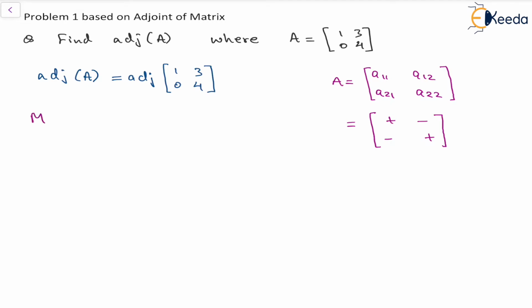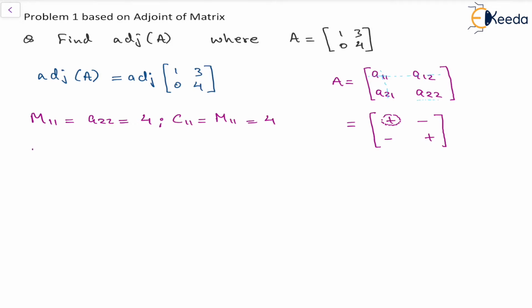So let's say the first minor M11. This can be found by eliminating the first row and the first column. So we'll be left with only one element, and that is A22. So this M11 will become A22, and this is 4. Now here itself we can find the cofactor C11, and since this position is even position, we can directly write this will be equal to M11, which is 4.